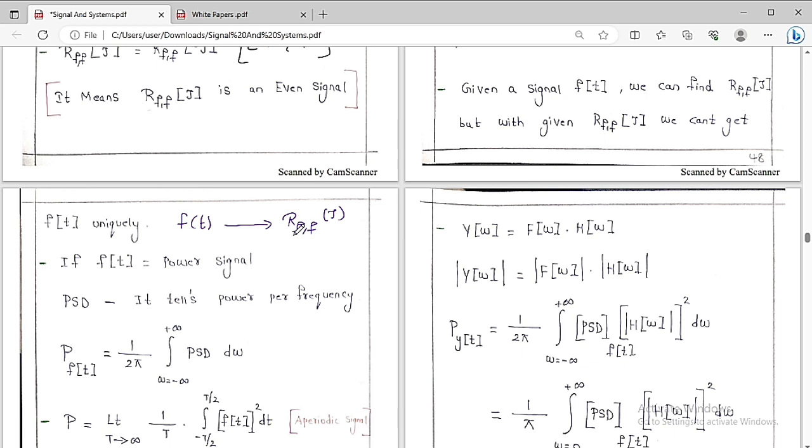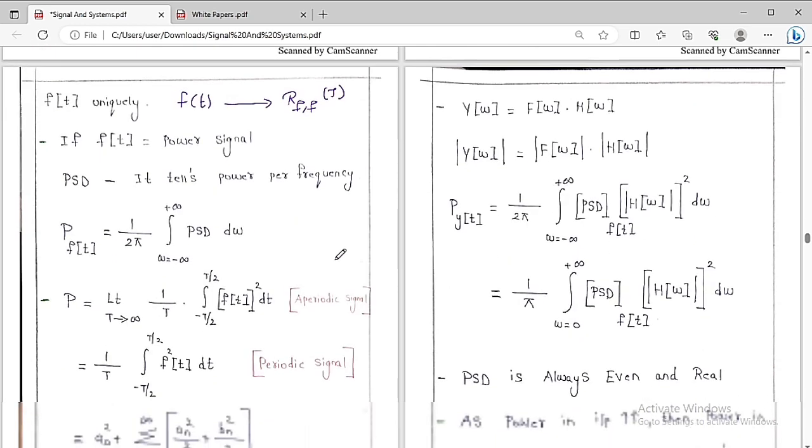For a signal f of t equal to a cos(omega naught t plus phi), and the other signal a sin(omega naught t plus phi), both these signals have the same autocorrelation, which is a square by 2 into cos omega naught tau. So what is the meaning of this? Even though the signals are different, the autocorrelation is the same. Therefore, if we are given f of t, we can get the autocorrelation. But if we are given the autocorrelation, we cannot get back the signal in a unique manner. This is the point you always have to keep in your mind.